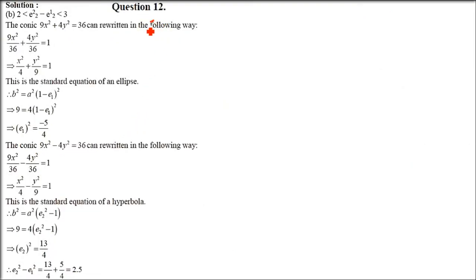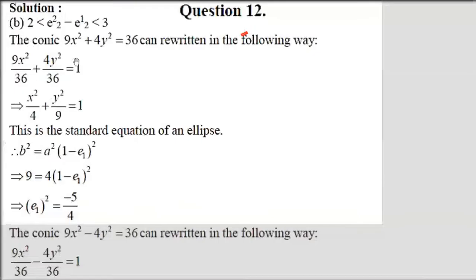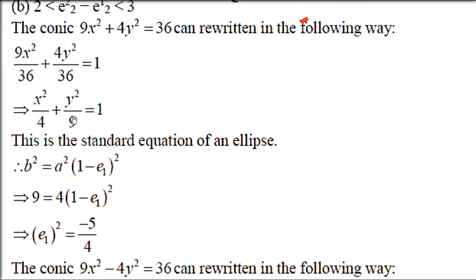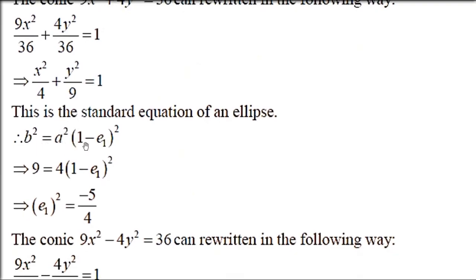Question number 12. Now in this, E1 is the eccentricity of the conic section, so E1 is the eccentricity of the ellipse, because there is a plus sign in between. And E2 is the eccentricity of the hyperbola whose equation is also given. Let me just explain it here. You just have to divide both sides by 36. So you have 9 by 36, 4 by 36, so x square by 4 plus y square by 9 equals 1. A square is 4, b square is 9. This is for the ellipse. Assume the eccentricity to be E1, put the value of a square as 4 and b square as 9, and find out the value of E1 square.